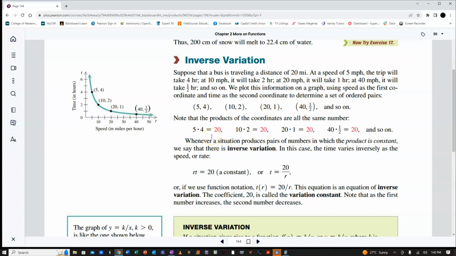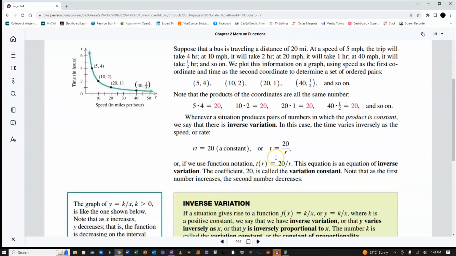In this case, it will equal 20, which as it happens is the distance that was traveled. So here we have a situation in which pairs of numbers, when you multiply them together, will produce a constant value. And we refer to that as an inverse variation. In this case, the time it takes to travel will vary inversely as the speed or the rate. So r times t will equal your constant 20. Or equivalently, the time t will equal 20 divided by r.